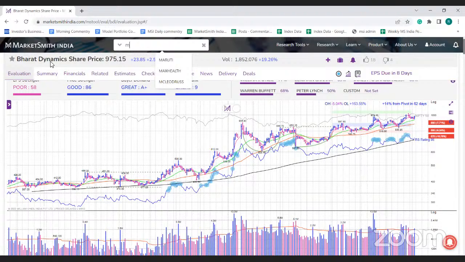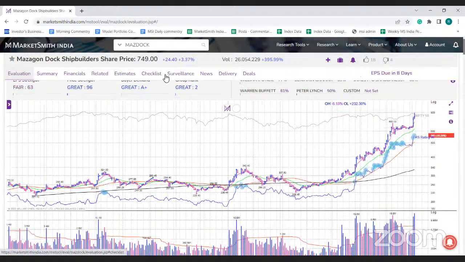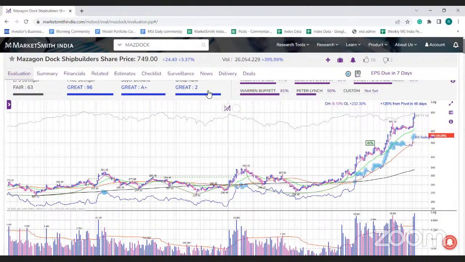And yes, Mazagon Dock, this has been a big winner of the year. We had added this stock at the breakout over here. We booked some 20-25% profit. I don't exactly remember the number, but it was in that range, maybe 15 to 25%. What happened was the market went into a downtrend there, like Nifty went below the 17,000 mark. At that point of time we had booked the profit, and when the market was in a downtrend, this stock became the big winner.